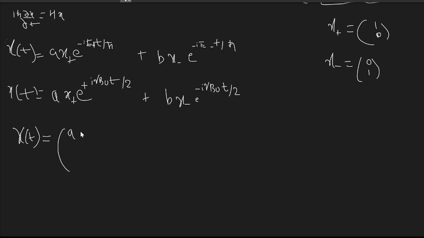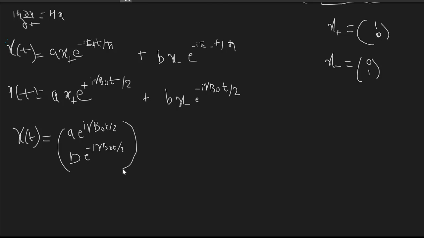This is a positive sign. Yes, this is a positive sign. Okay, A equals e to the power iota gamma B naught t divided by 2, and B equals e to the power negative iota gamma B naught t divided by 2. So this is the matrix formulation of the time-dependent spin states.